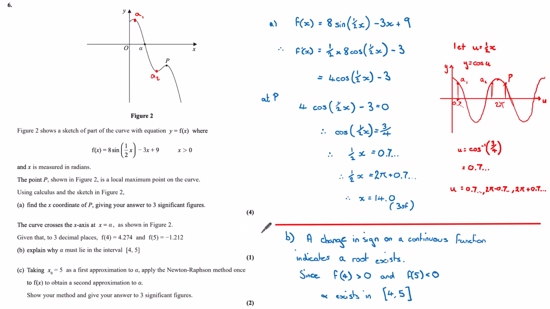Well, a change in sign on a continuous function indicates that a root exists. Looking at the interval provided in this question, 4 and 5, when I substitute 4 into this function, we are told we get a value of 4.274, which is above the x-axis. And if I put in f of 5, we get the value of negative 1.212, which is below the axis. So within the interval given, 4 and 5, there is a change of sign, and so a root must exist.